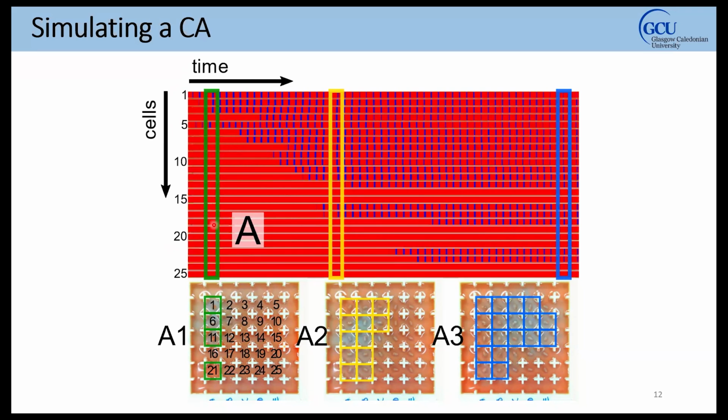The rule that we are using for this CA is that we are going to set the initial state of the CA. So for example, here we say that cells like 1 and 5 are going to oscillate.